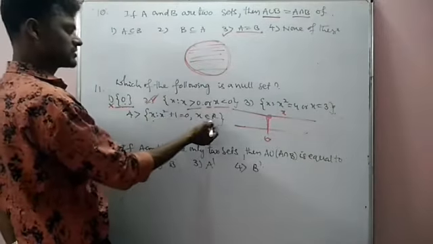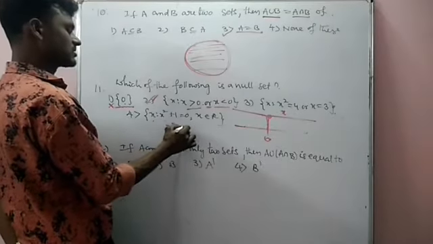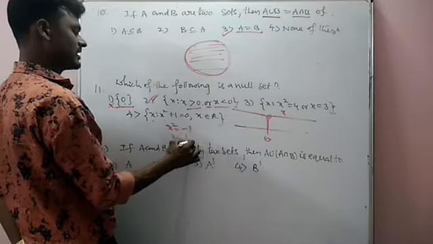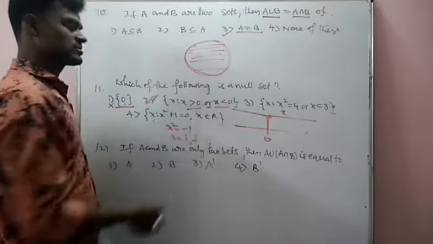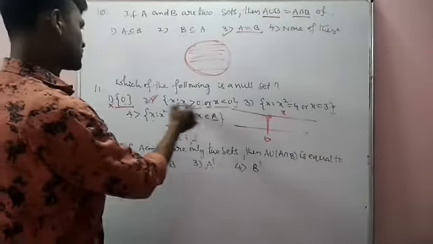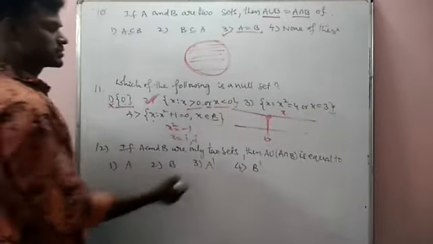Here x square plus 1 is equal to 0, x in R. R means real numbers. Then x square is equal to minus 1, x is equal to i and minus i. Then these are complex numbers. Complex numbers are not real numbers. That's why this is also not possible. Then option 2.